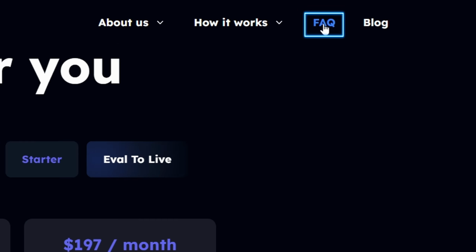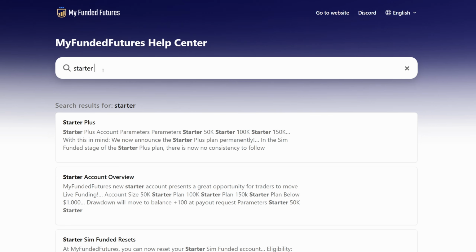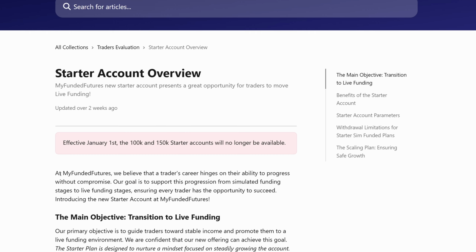But if we come right over here to FAQ, and then I just simply click in starter, I go right here where it says starter account overview. Now, when you come down here, effective January 1st of 2025, which we're already past that date, the starter plan is no longer available in the 100K and 150K accounts. So if you want to trade the starter plan, it's only available in the 50K account sizes.